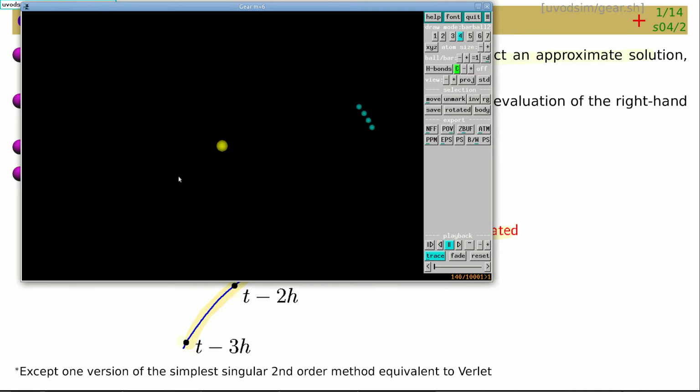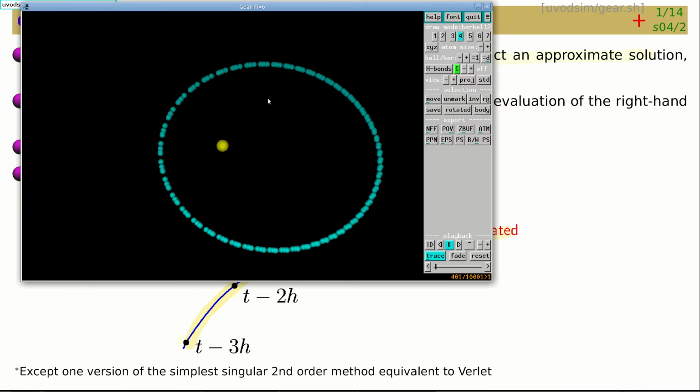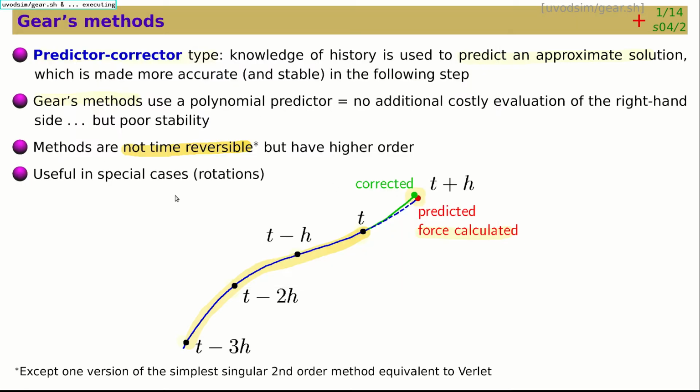And this is an even higher order method. It is quite accurate as regards the ellipse, but still the energy changes a bit. These methods are sometimes used, for example, for rotations. The fact that they are not time reversible doesn't matter so much if we use a thermostat anyway.